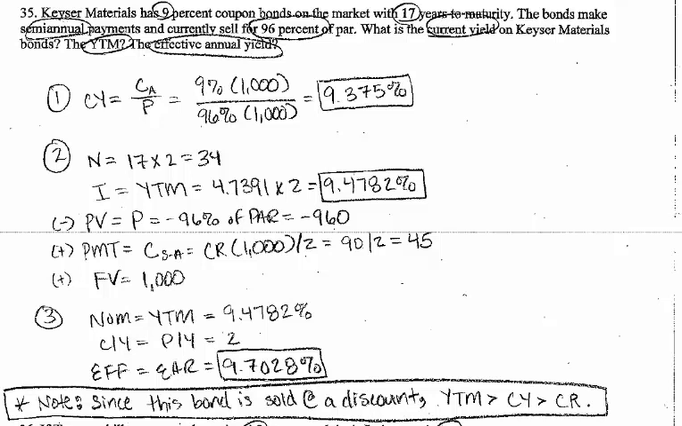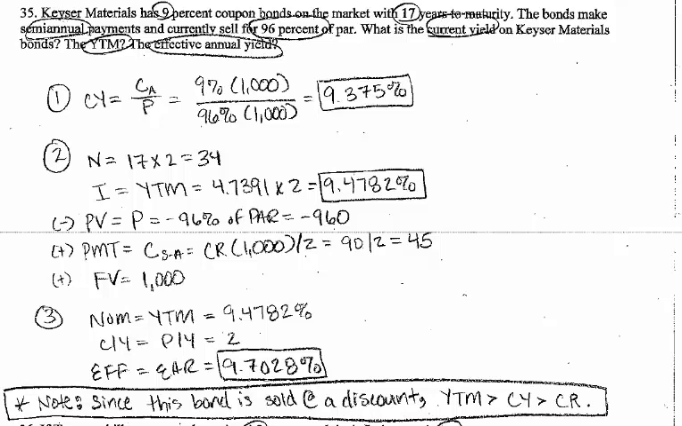What is the current yield? There's one. The yield to maturity, 2. And what's the other one? Something different here. The effective annual yield. All right, so let's take a look at how we do this problem. Let's do them in order, right? First thing is the current yield.